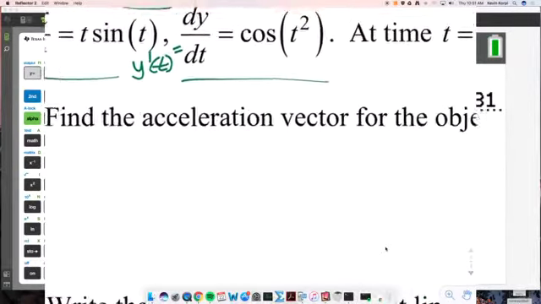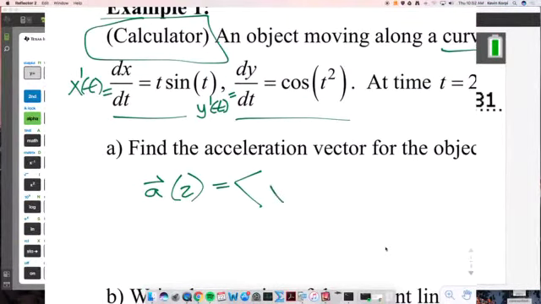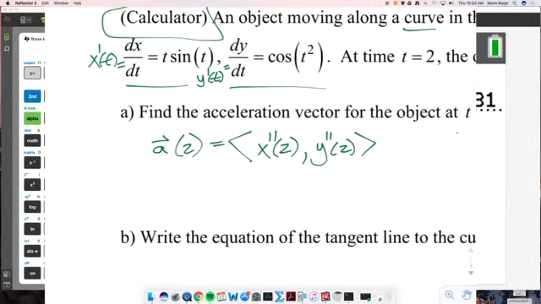To show my work, I'm just going to say acceleration. Oops, that should be an A, not a sigma. The acceleration vector at 2 is, and I need to show what it is I'm typing into my calculator. I'm going to say x double prime of 2, comma, y double prime of 2. Does that indicate what I'm doing? If you saw x double prime of 2, you would know that I'm taking the derivative of x prime and plugging in a 2, right? That's all you need to show, okay?